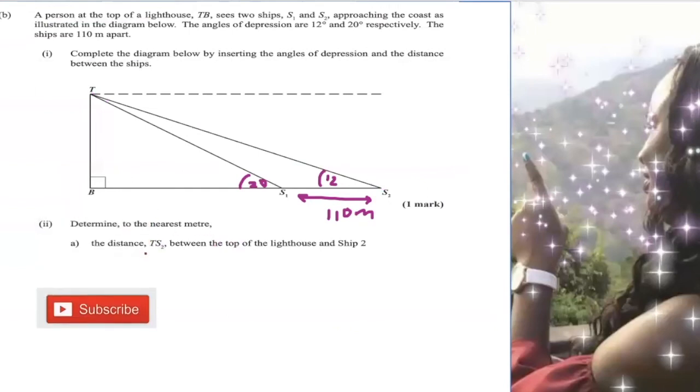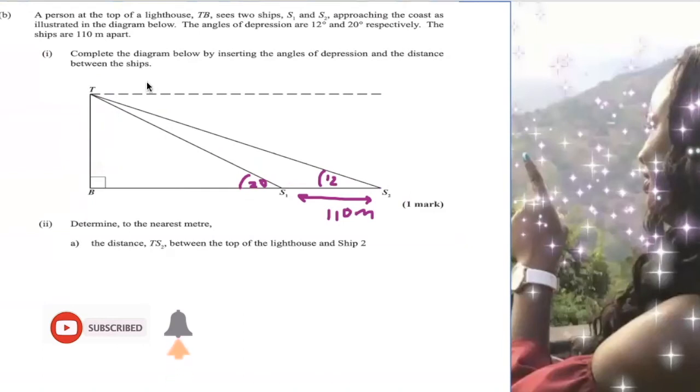Determine to the nearest meter the distance TS2, so this is TS2, between the top of the lighthouse and ship 2. We don't know the length of TB. But what I do know, I can find the angle here because angles on a straight line add to give me 180. So if this is 20, the missing information is 160. I also know that a triangle should always add to give me 180. So 160 plus 12, that is 172. So I'm missing 8 degrees. So this will be 8 degrees.